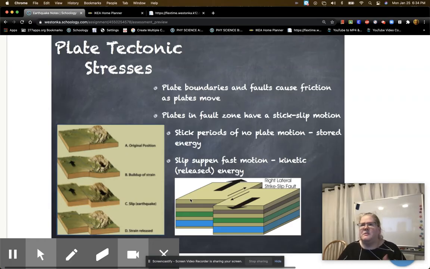Kinetic energy just is the fancy way for saying movement. Potential energy is stored energy. Kinetic energy is the movement. So the sticking period is the potential. The slipping period is the kinetic. It's the actual release of energy.